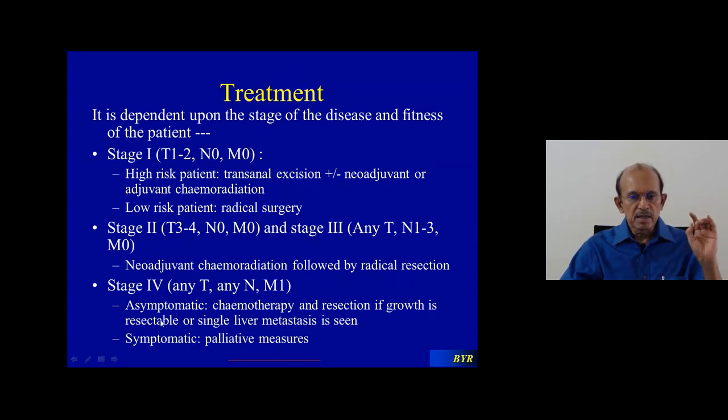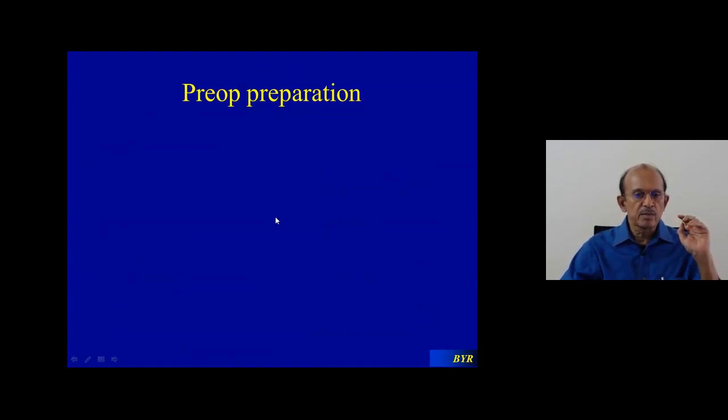If the patient is having symptomatic problems like constipation, but it is inoperable because it has fixed to the surrounding structures, there are widespread metastasis, that means M+, then what you do, you just relieve the constipation by doing colostomy. That is palliative operation. So this is the protocol you follow for cancer rectal treatment.